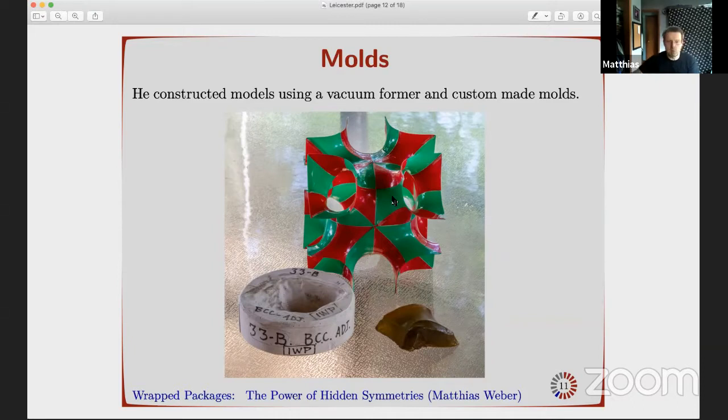So I have this mold right here. So you created a mold of some hard plastic, I think, and here's the form for it. And then you would use a vacuum former to create tons of these little quadrilaterals, glue them together and get a model like this. And you can imagine this took forever, but this is what he did.